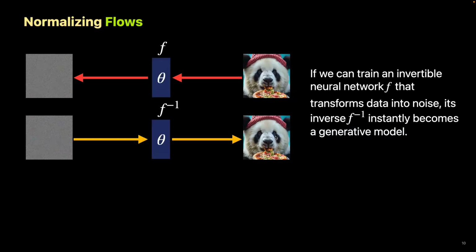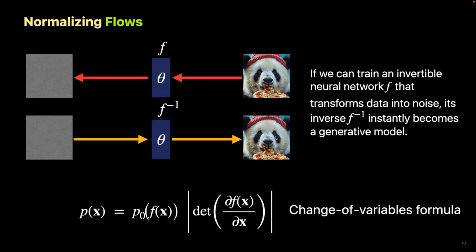But in this case, we don't care about what the intermediate things are. We just want to learn some kind of invertible function for the mapping. And this is the flow part. So what is the normalizing part? The normalizing part is basically this equation only.